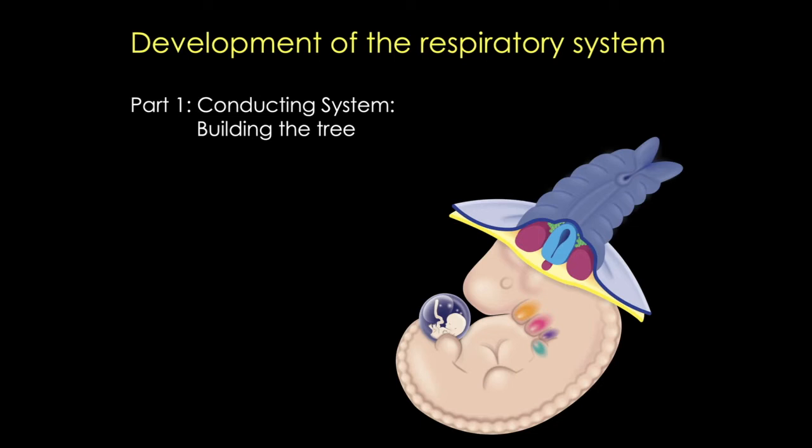Histologically and functionally, the system has two components: the conducting portion or zone and the respiratory portion or zone. In previous videos, I've covered the histology of the respiratory system, but this tutorial covers the development of the conducting zone. I'm Dr. Catherine Moore, the histology wizard.